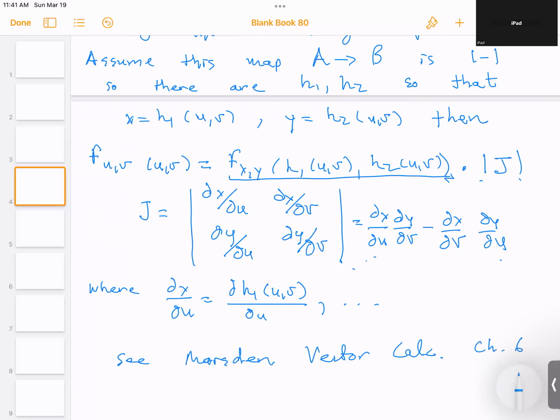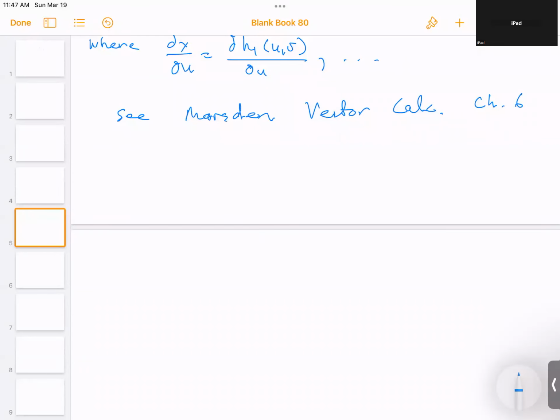Okay, let's see. We should do some examples with this. Let me see how much time we have. So we'll pick up with the example in part 2.